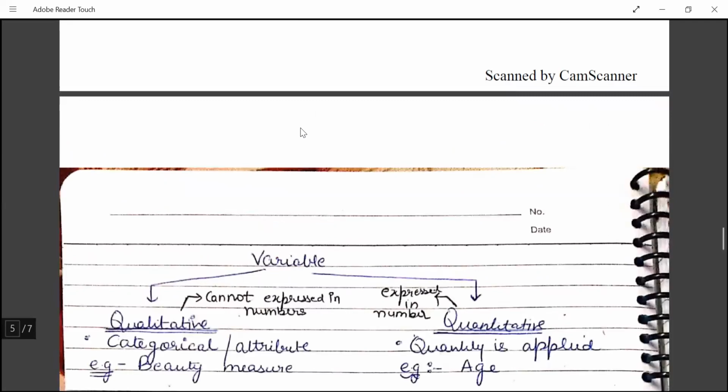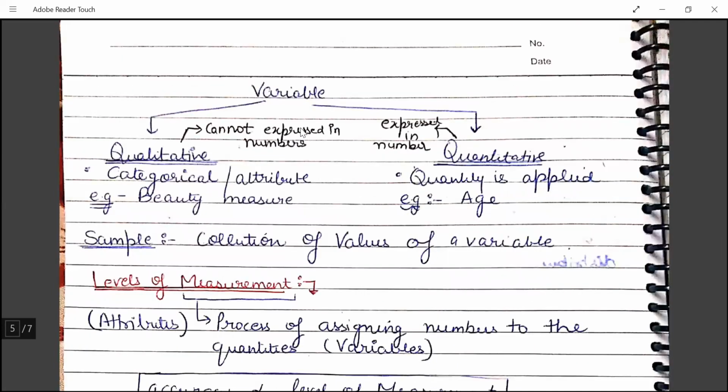Another way to classify variables is qualitative or quantitative. Qualitative is basically categorical, where we are not expressing it in numbers. For example, gender. Gender is either male or female. We are not assigning any value or any number to it. Or suppose we are calculating the beauty measure of a person. Like one is beautiful, two is medium, and three is maximum.